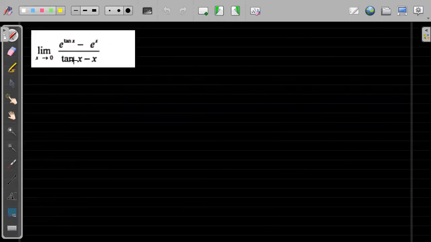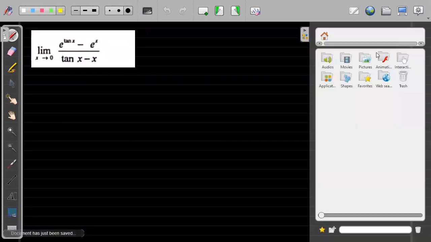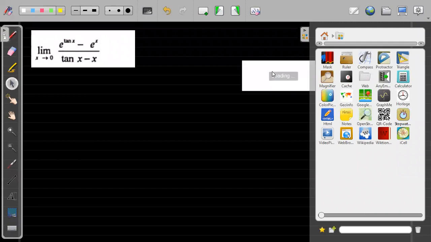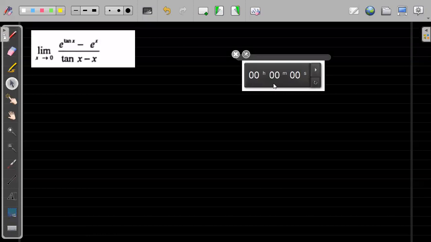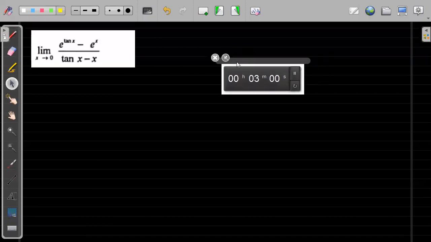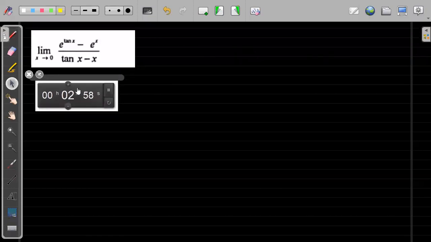So solve this one. You have got all the standard forms. Take your time, solve this question. I'll put a timer also. Okay, you have 4 minutes. Solve this.